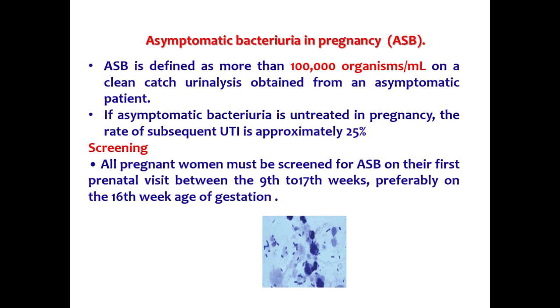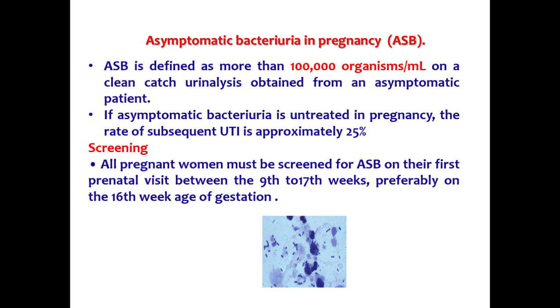Regarding asymptomatic bacteriuria in pregnancy, from its name, there are no symptoms, but there are organisms in the midstream or clean catch urine analysis, showing over 100,000 organisms per milliliter of urine. If asymptomatic bacteriuria is untreated during pregnancy, it will lead to subsequent infection, namely urinary tract infection, cystitis, and pyelonephritis.